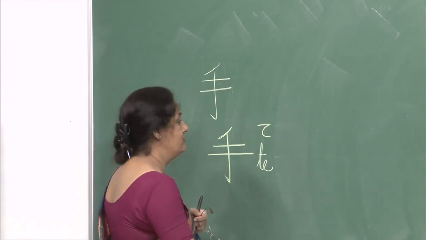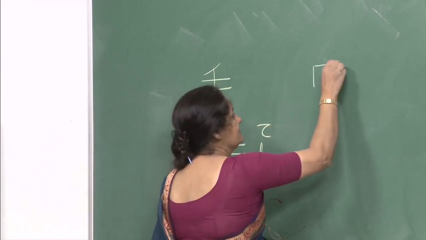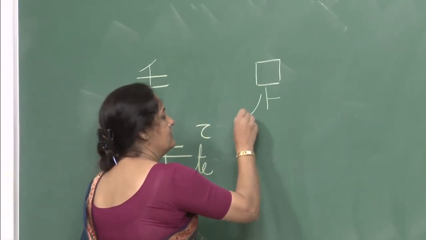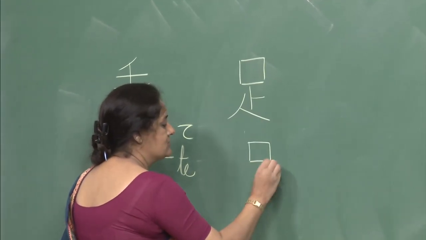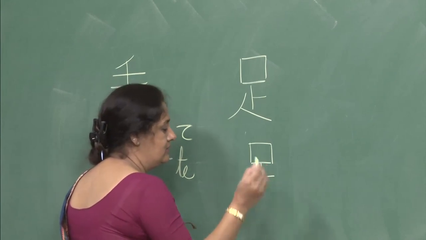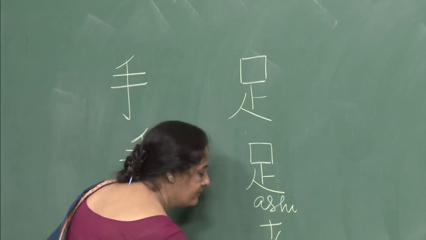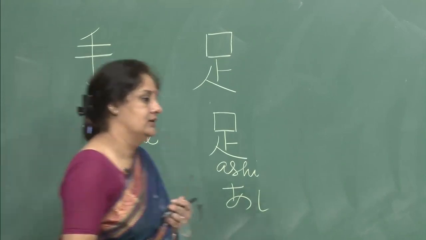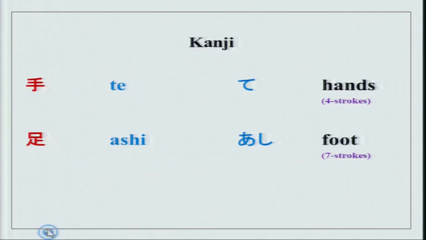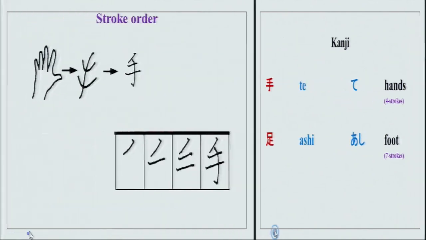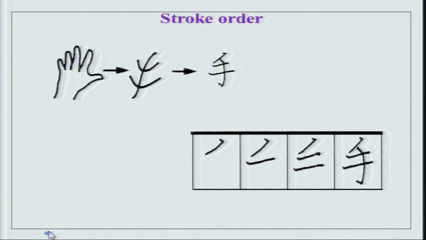Then we have another one for you, ashi. Ashi, like this: make a square, make a line, ichi, make another one like this and hito, ashi. So, I think you got the stroke order. See how te is made, you have 1, 2, then you have 3, and then 1, 2, 3 and 4. This is how it is made, the te is there and then that is how it is divided.